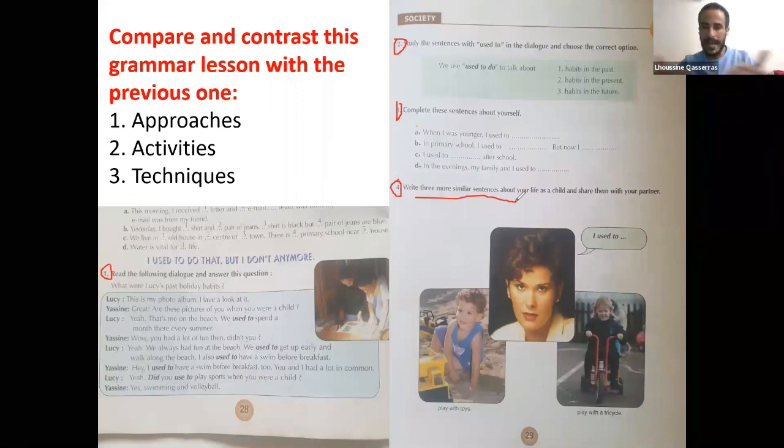Now, if we compare, which one is communicative based? Which one? Is it lesson number one or lesson number two? Which is the more communicative based approach? It's number one. All the activities are based on communication. But the second one, there are no dialogues or working together or in groups, etc.